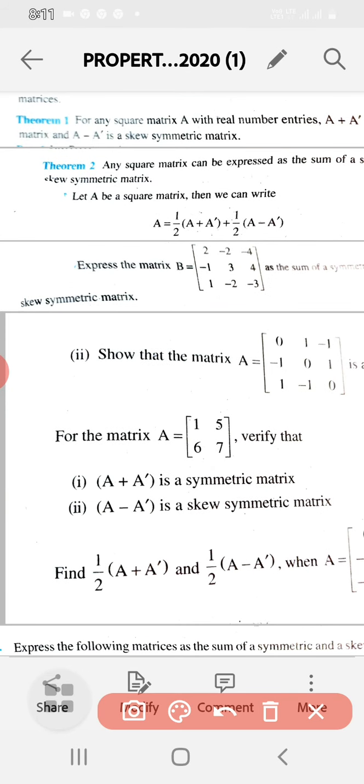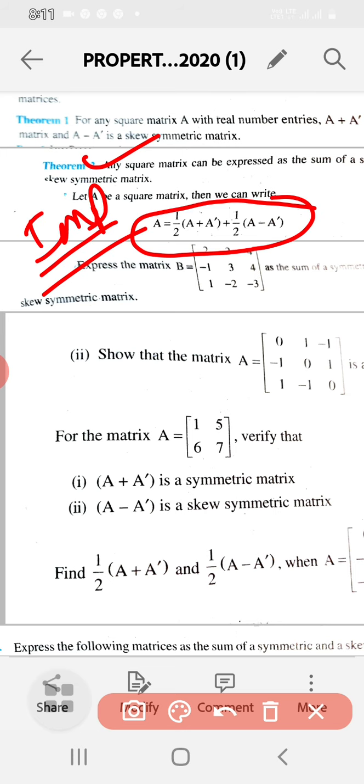So what is the next statement? What is the next statement here? See, any square matrix can be expressed as a sum of symmetric and skew symmetric matrices. This is the statement. So this is very, very important here. Half is a scalar, half into A plus A dash plus half into A minus A dash. So we can write any square matrix like this.